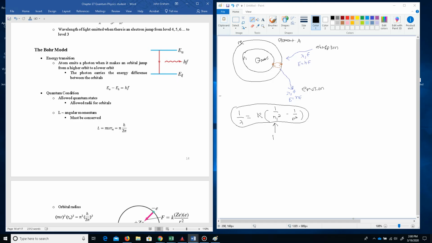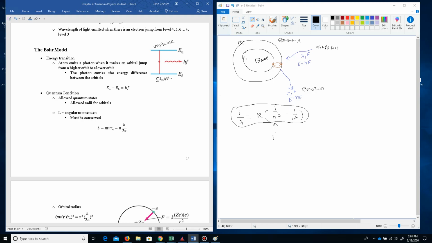We're talking about electrons going from one energy level to another. We call this an energy transition. And an atom will emit a photon when it makes an orbital jump from a higher orbit to a lower orbit. And we mentioned that before. This is more stable, and this is more unstable. And so as it jumps down, it loses energy and emits a photon. Some energy coming out of this atom.